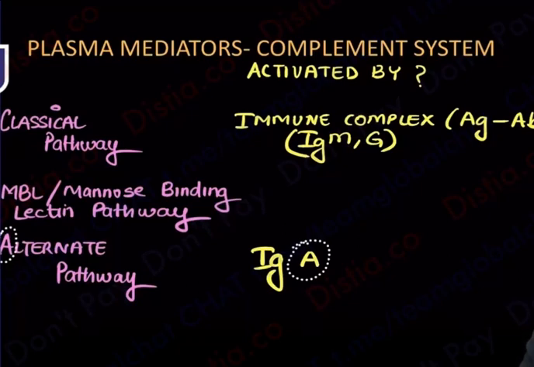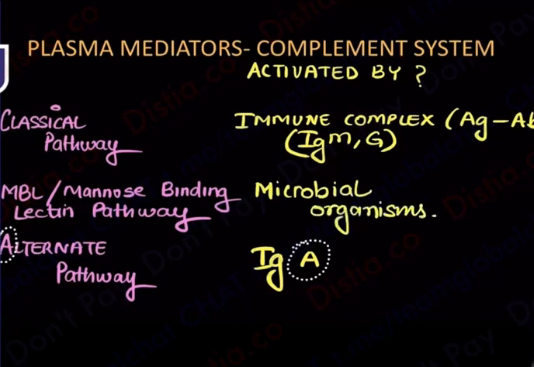And when I talk about mannose, mannose is something in the bacteria. So any pathway directly activated by the microbial organisms is going to be the mannose pathway. So simple, the end result of everything is going to be the same. The starting is different. So classical by M and G complexes, alternate by IgA antibody complexes, and mannose by the bacteria or the microbial. Now let me show you what the tough part is going to be over here.